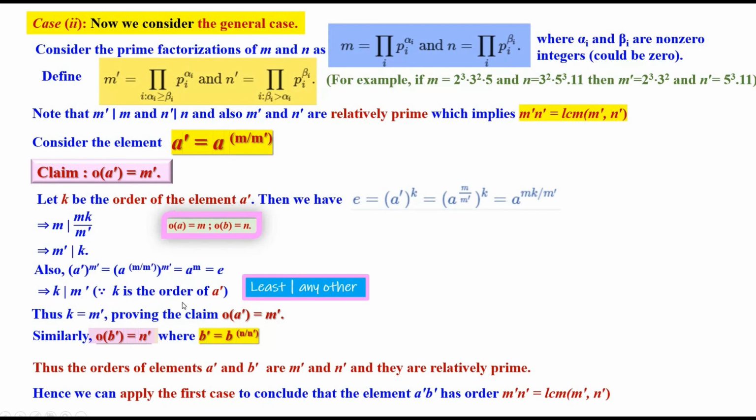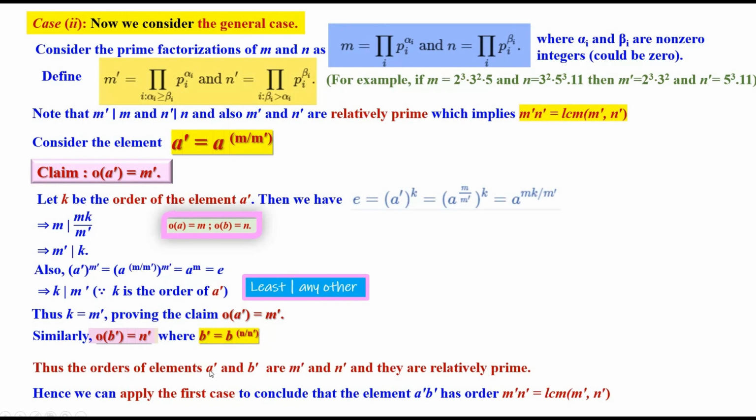So from this m prime divides k, from here k divides m prime. These two together give us, both of them being positive integers, k to be equal to m prime. So that proves the claim that order of a prime is m prime, because k you assumed and that k you proved to be m prime. So similarly we can establish that order of b prime is n prime, where b prime is nothing but, here we assumed for a prime a raised to m by m prime. Here b prime is b raised to n by n prime.